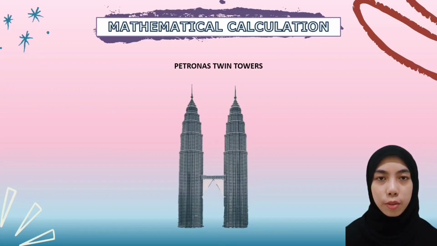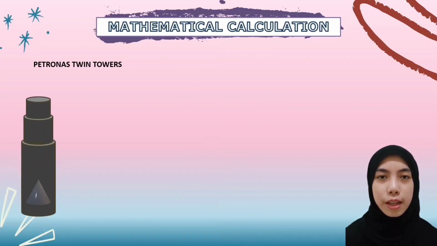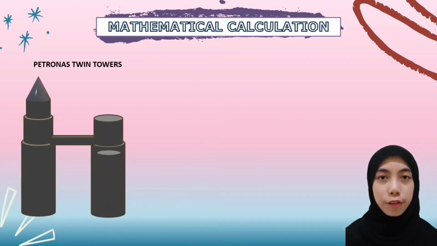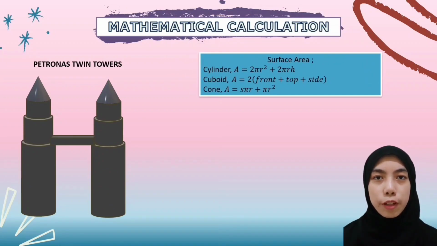Move to our next case, which is Petronas Twin Towers. It might be a little bit confusing by the missing shapes used. This is what we can turn it into. As we can see, it consists of triple C, which is cylinder, cone, and cuboid. To find the surface area, these are the formulas for each geometry. Since we already touched on the cylinder just now, I'll talk about cuboid and cone.